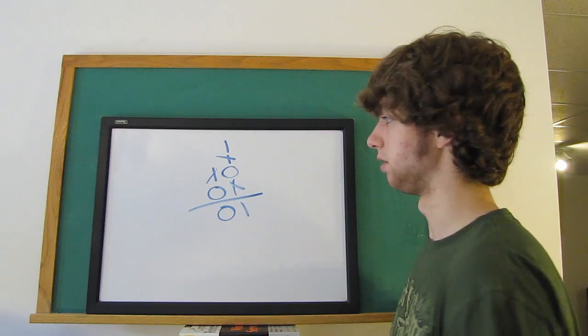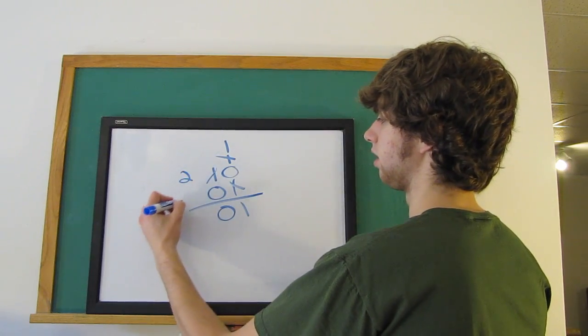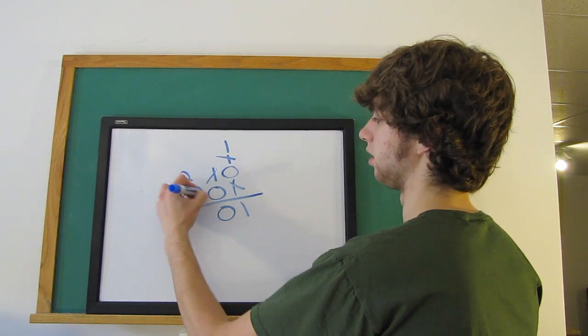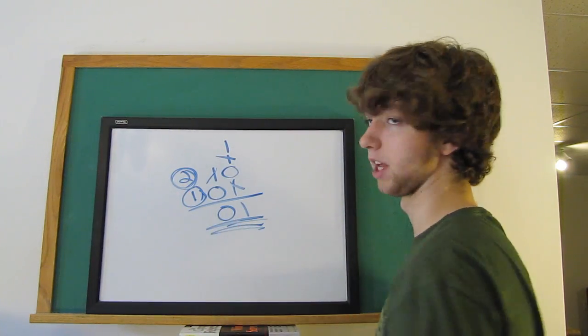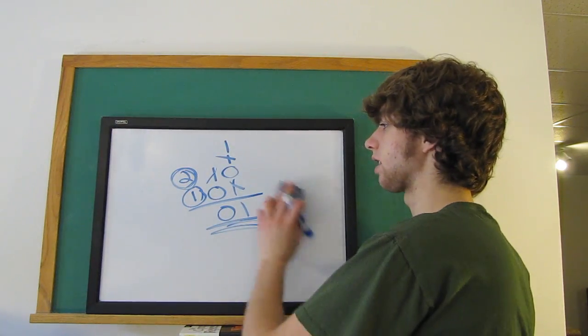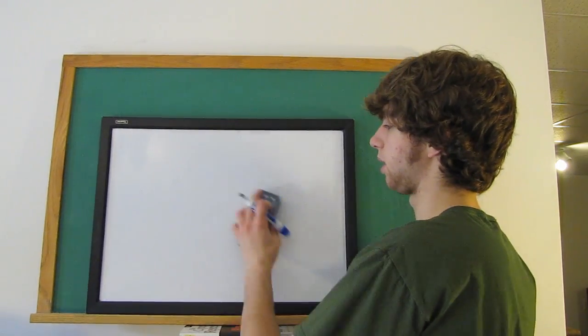So what are these values? Well, this here is 2, this here is 1. In decimal, 2 minus 1 is equal to 1. So that's our final answer. That is how you subtract in binary.